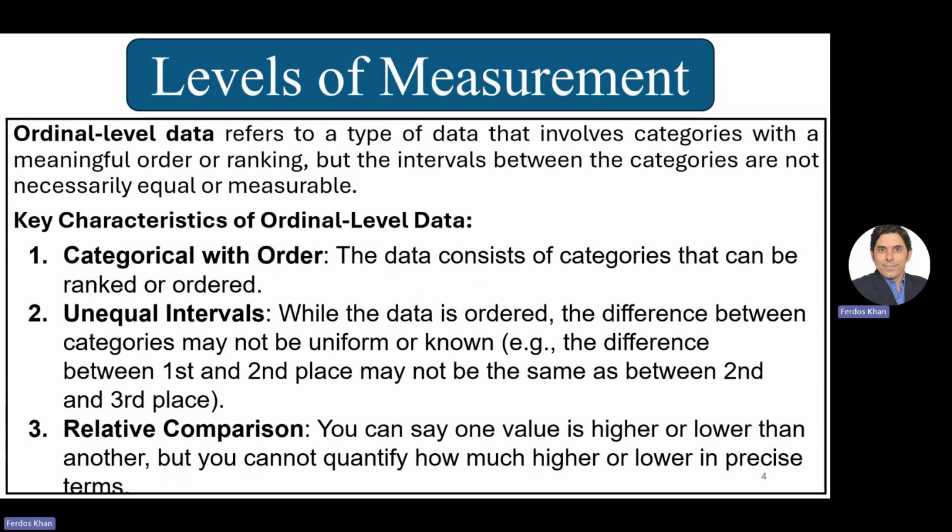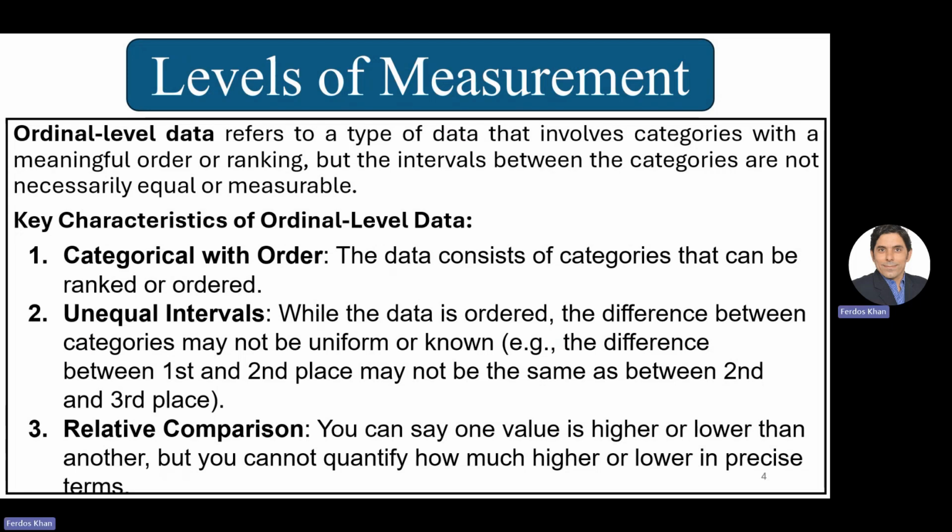The next level is ordinal level data. It refers to a type of data that involves categories with a meaningful order or ranking, but the intervals between the categories are not necessarily equal or measurable. So this is another type of data which covers the disadvantage we had with nominal data: there is ranking or order, but the problem is that the intervals between the categories are not necessarily equal or measurable.